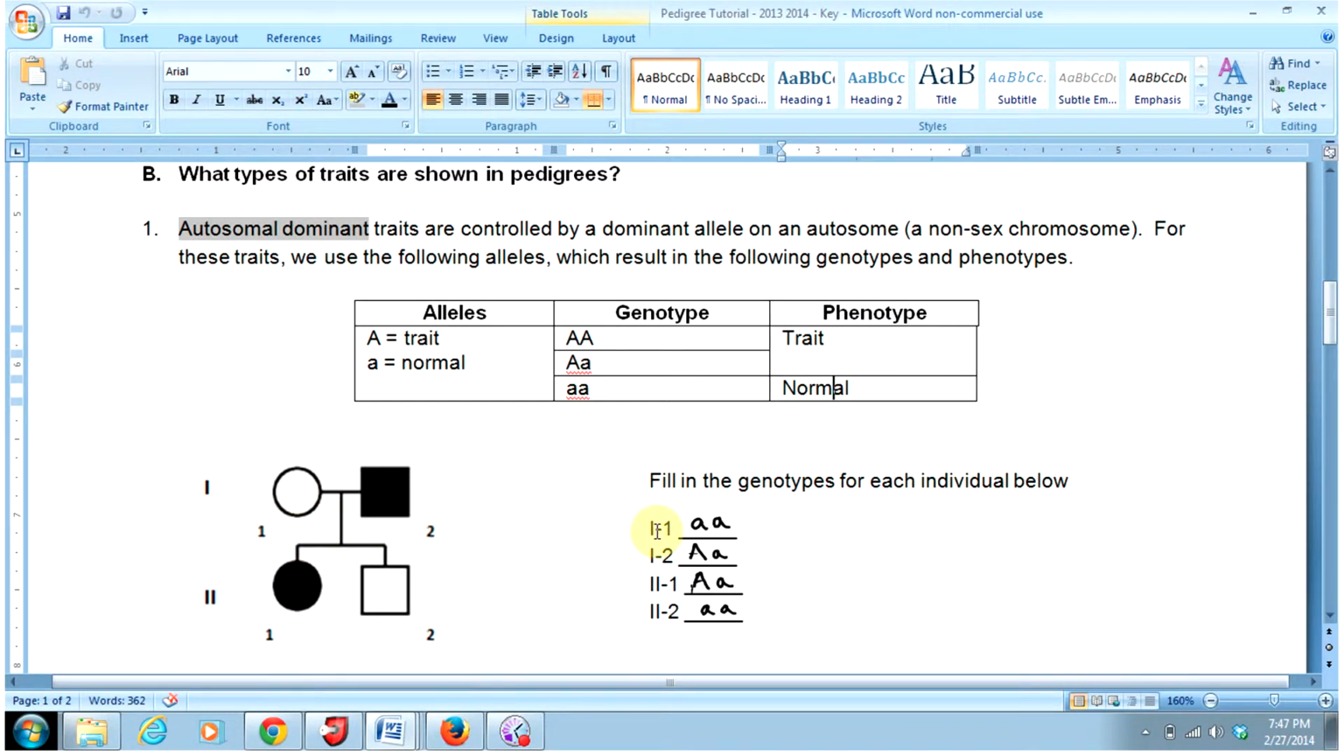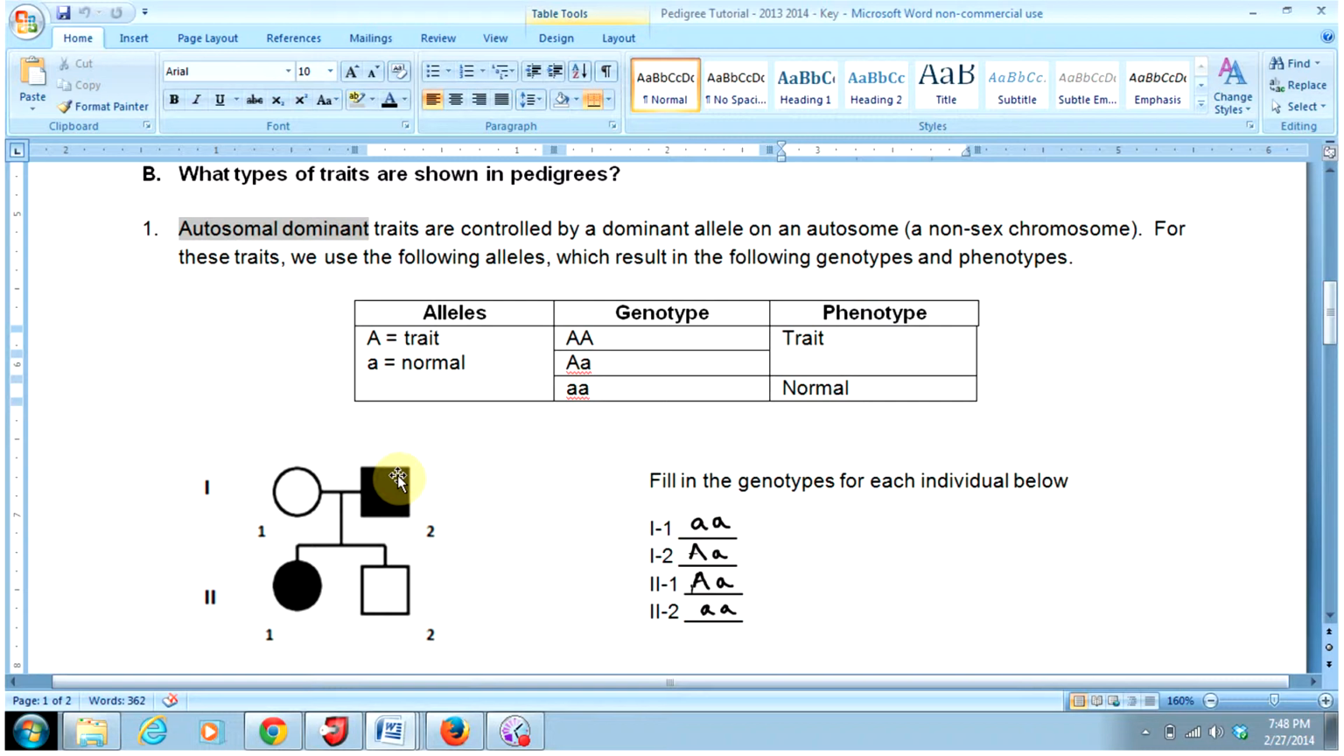So in our first generation, the parent generation, our first individual, the mother, has to have the genotype little a, little a, because she's normal. Her circle is not shaded in, so she does not show the trait. We can say the same for individual 2, the son is going to have genotype little a, little a, because he is normal.